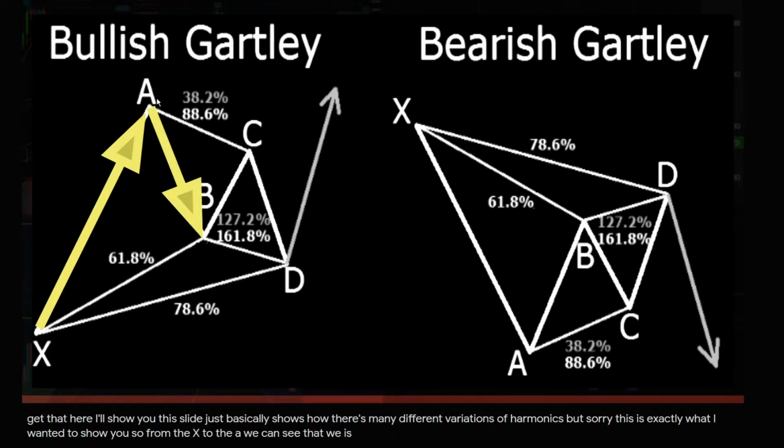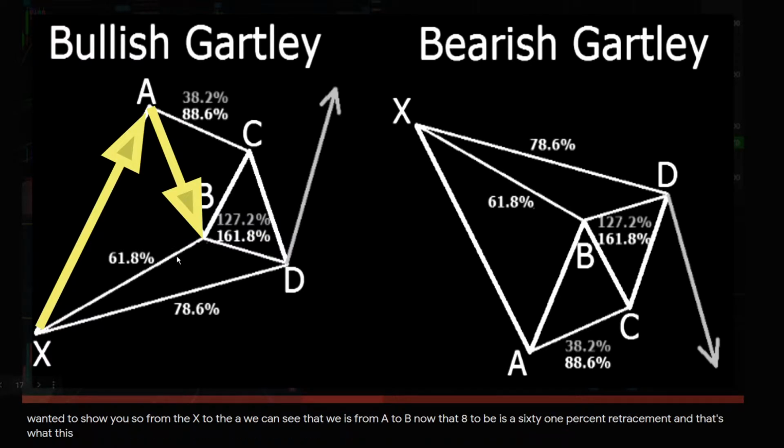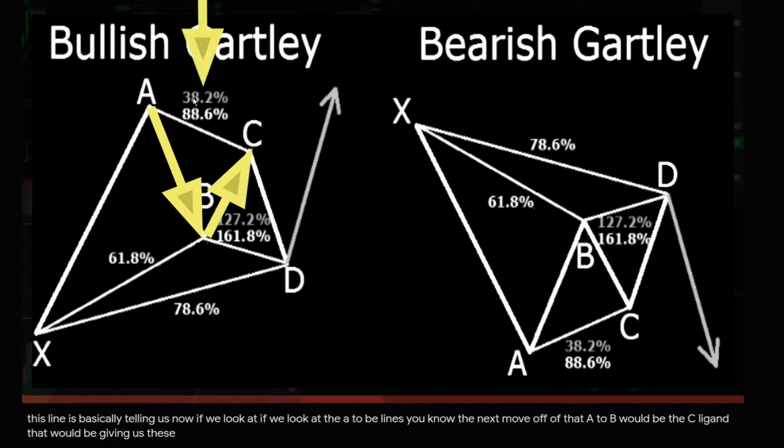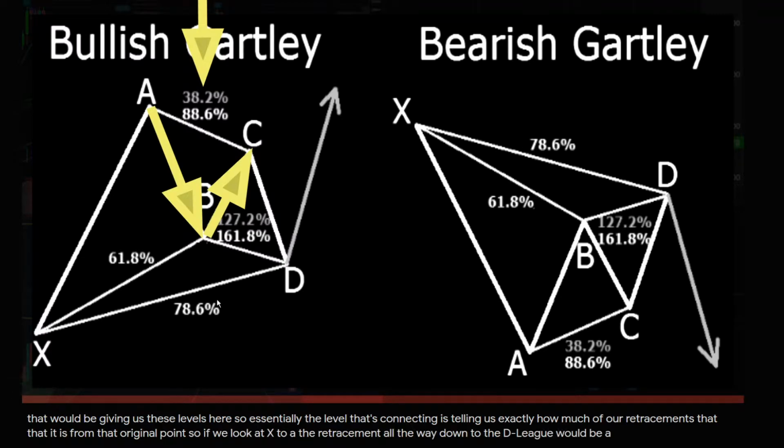Now our second move is from A to B. Now that A to B is a 61% retracement, and that's what this line is basically telling us. Now if we look at the A to B lines, the next move off of that A to B would be the C leg, and that would be giving us these levels here. So essentially, the level that's connecting is telling us exactly how much of a retracement it is from that original point. So if we look at X to A, the retracement all the way down to the D leg would be a 78% retracement.